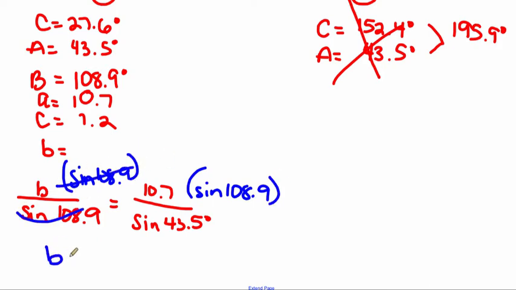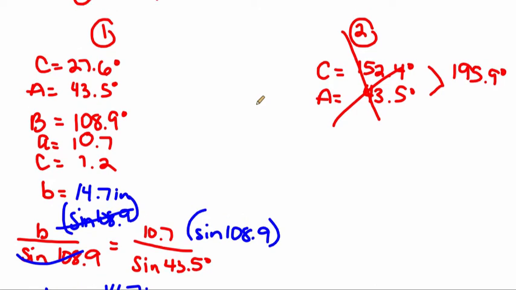Now, since I'm just finding a side, I do not need to do inverse sine. And when I do that, I get 14.7, and I believe the label was inches. So 14.7 inches is my answer. And again, there's only one triangle, because when I look back here, the two angles that are possible make more than 180 degrees.